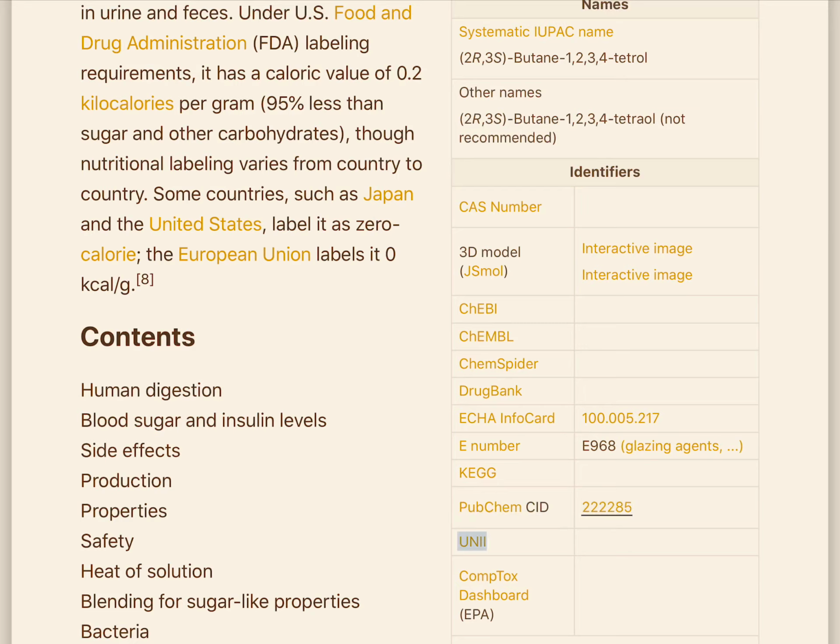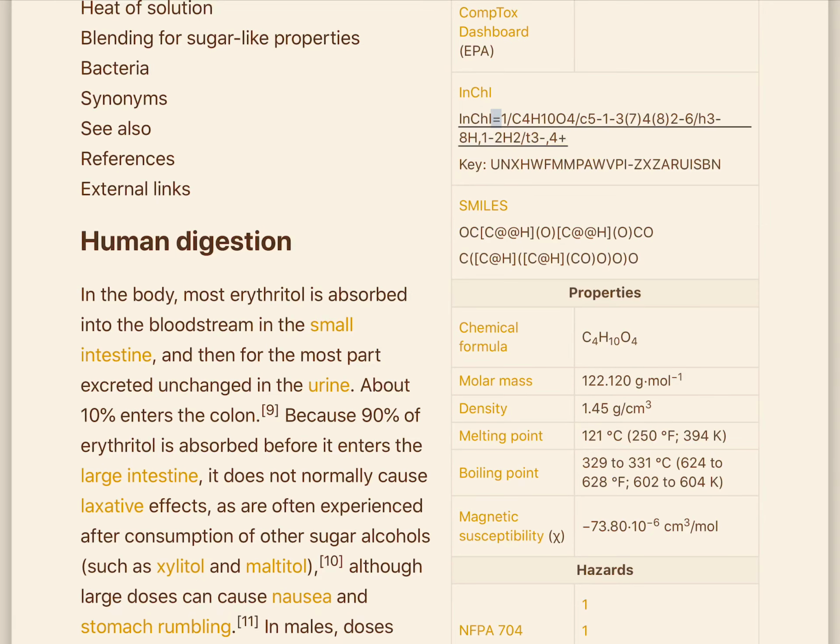UNII, CompTox Dashboard (EPA). InChI=1S/C4H10O4, InChIKey UNXHWFMMPAWVPIZXZARUISBN. SMILES: OC[C@H](O)[C@H](O)CO.